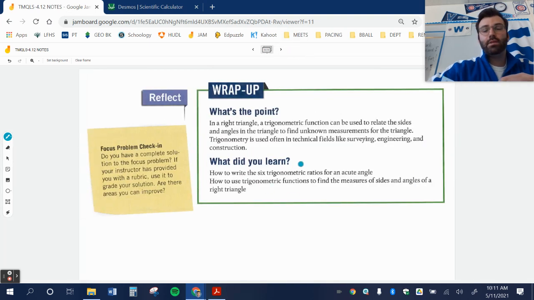What do we learn today? The 6 trig functions and how to use them to find missing sides and angles.